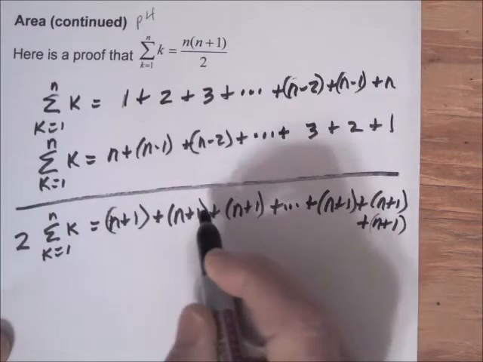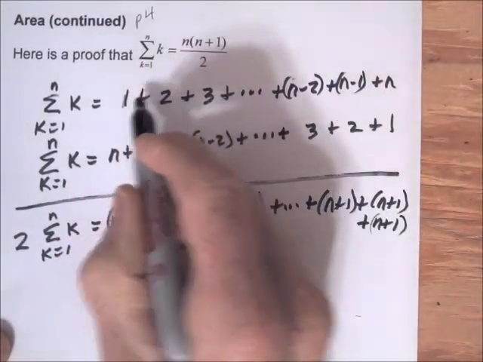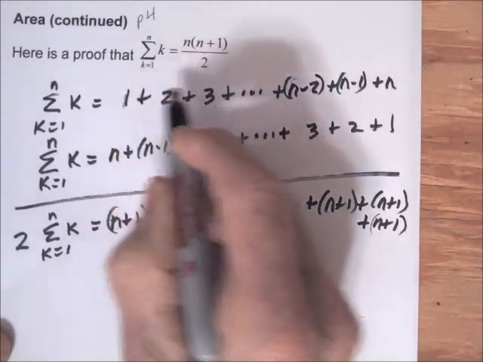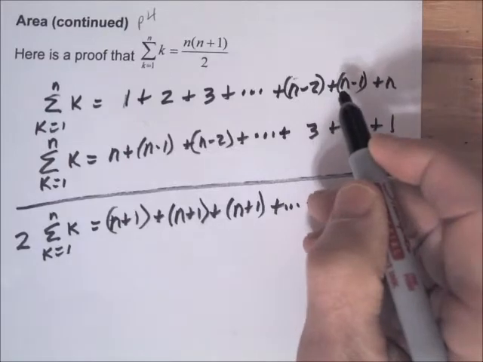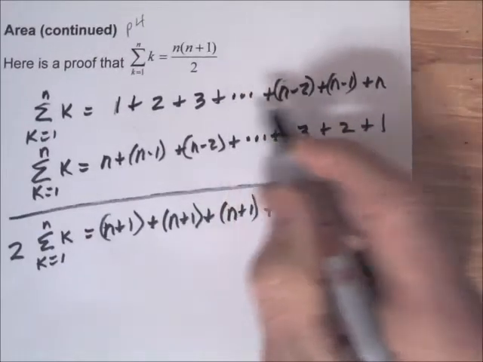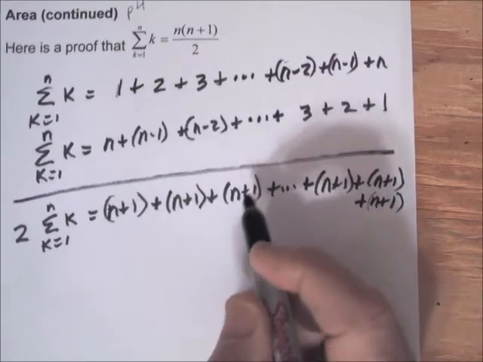well, how many terms do we have here? Well, the first line sort of counts the number of terms, right? 1, 2, 3, 4, 5, 6, 7, 8, 9, 10, up to n. So we have n terms, and each of the n terms add up to n plus 1.